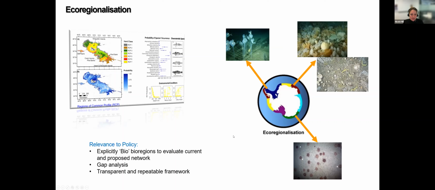The relevance of this, as I alluded to, is that we're explicitly putting the ecology back into bioregions, and we can evaluate the current and the proposed network in terms of representativeness. We can look at a gap analysis. If things aren't covered in the current network, where would the most bang for buck be to extend if there was will to do that? And we've got a transparent and repeatable framework for when more information comes online.